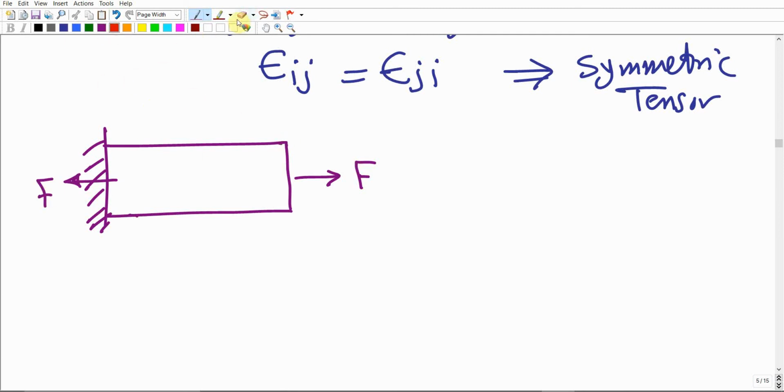Just remove this fixed end to make it more general. And we're gonna have this end in this way. We're just pulling this bar from both sides. So what's gonna happen to this bar? It will be elongated right here, and in the lateral direction, it will be contracted, it will just decrease in size.